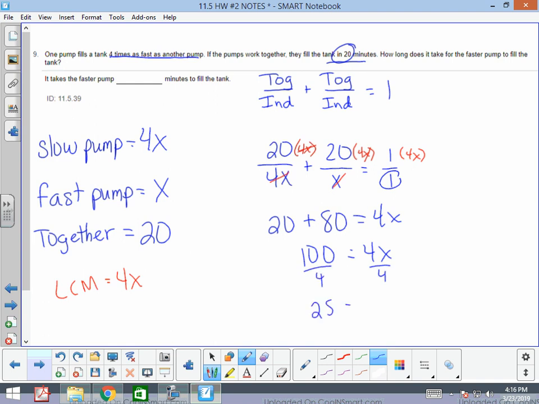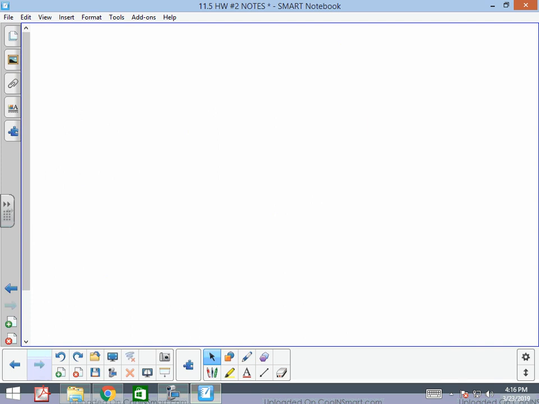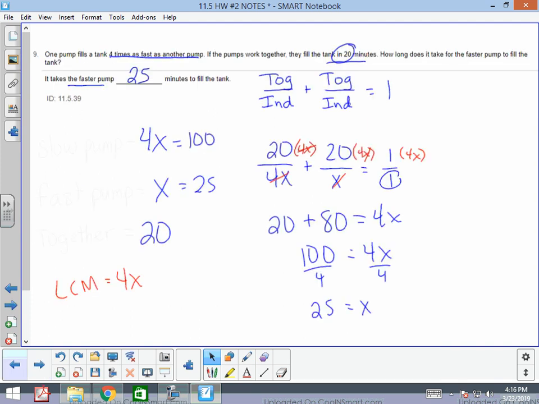In 25 minutes, this fast pump can do its job. 4 times 25 means that's 100 minutes. So that's why the slow pump is 4x. So we're wanting just the faster pump. It takes 25 minutes to fill the tank with the faster pump. All right, that is the end of 11.5 homework number 2.